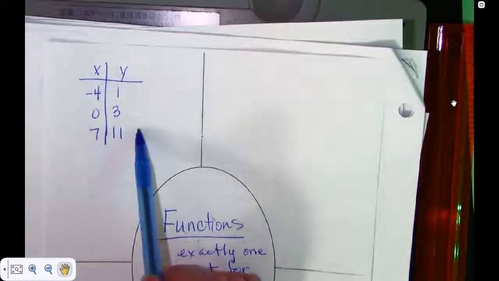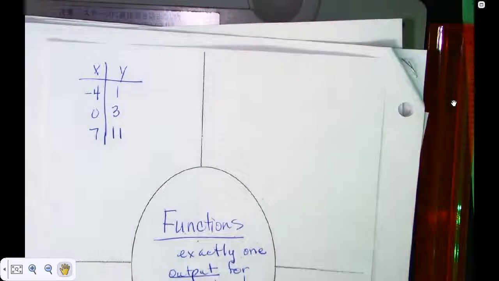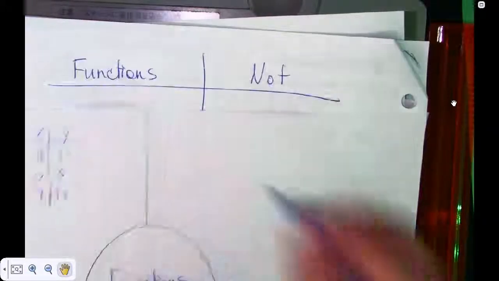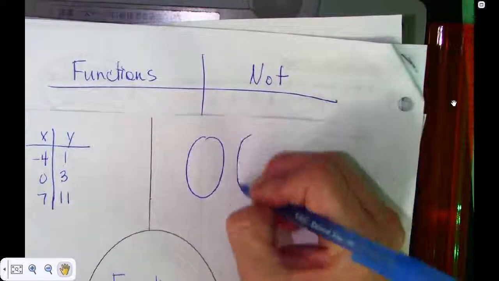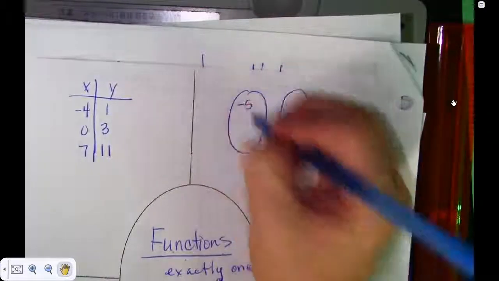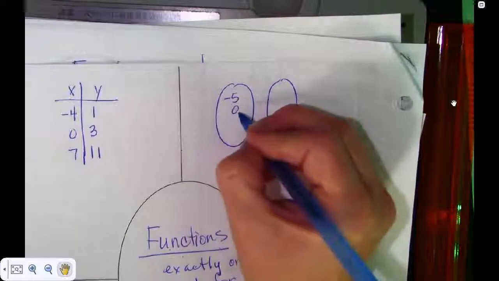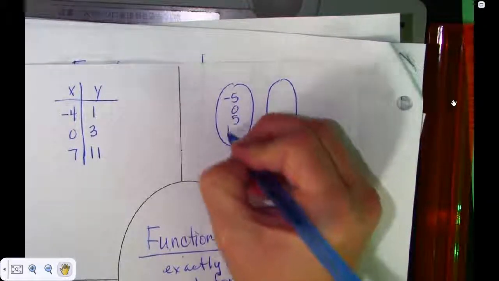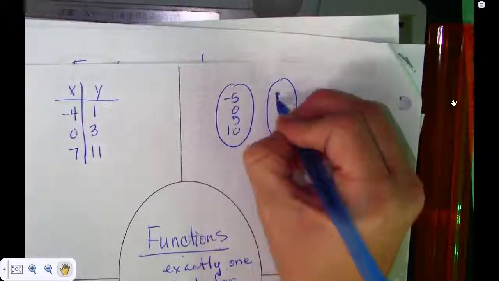Okay, keep that in mind. We're going to come back to that in a minute. Now, this is called mapping. Draw 2 big ovals. Mapping. Negative 5, 0, 5, and 10. And write 1, 2, 3.